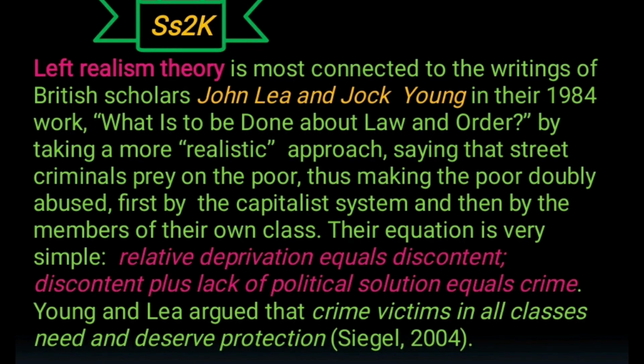It is most connected to the writings of British scholars John Lea and Jock Young in their 1984 work, What Is To Be Done About Law and Order? Yun po yung kanilang libro, no? By taking a more realistic approach, saying that street criminals prey on the poor, thus making the poor doubly abused. First, by the capitalist system, and then by the members of their own class.